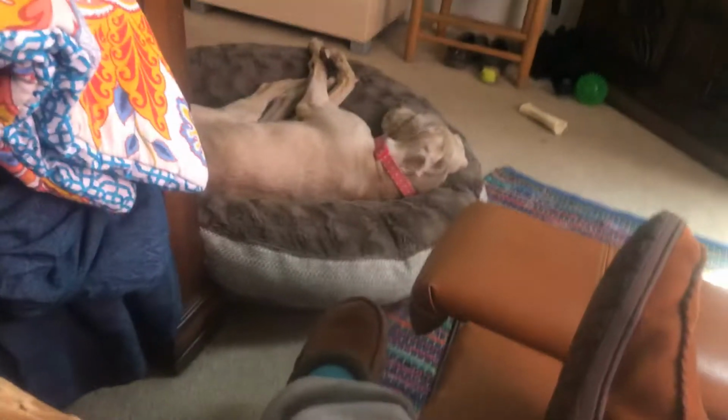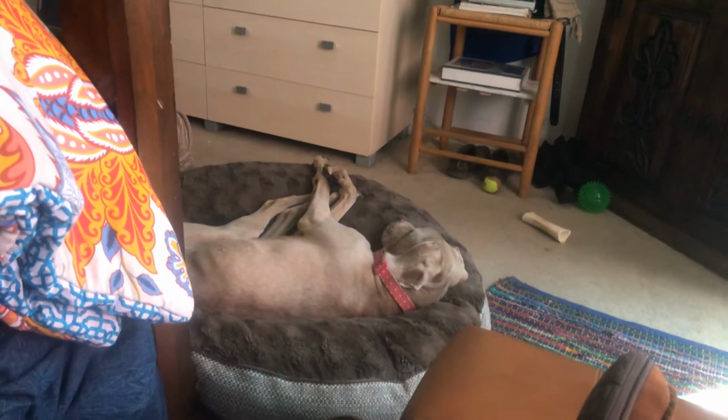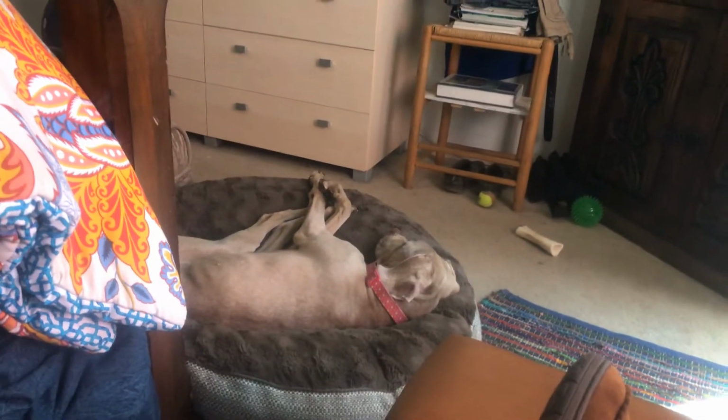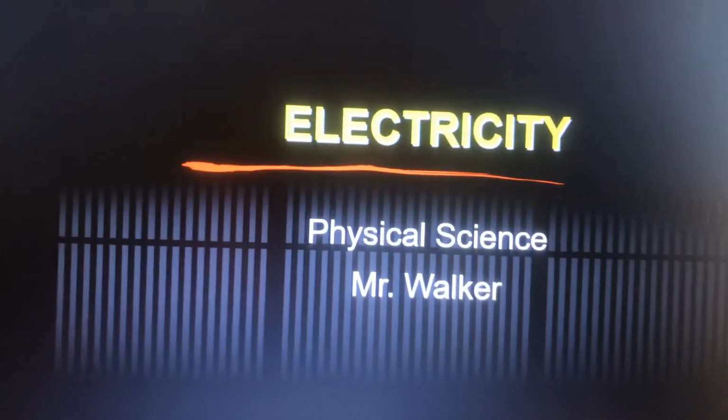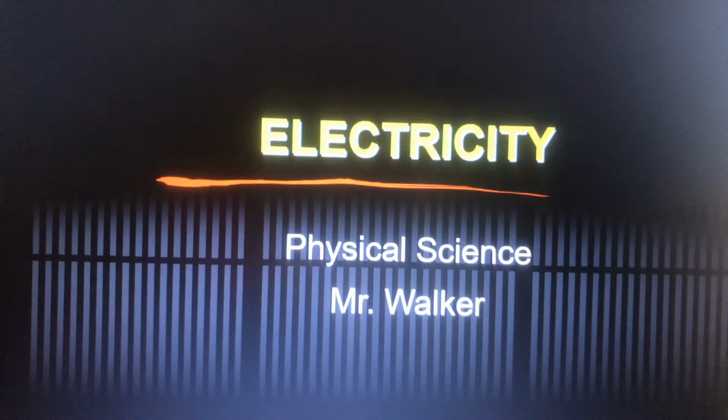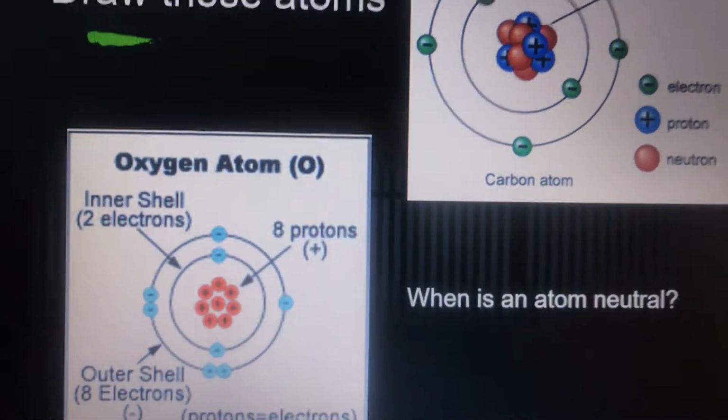Here's my trusty dog Rilo, who went for a really good walk this morning. Anyway, she's all tired. So electricity, we talked about it just a little bit ago, and we're going to continue.